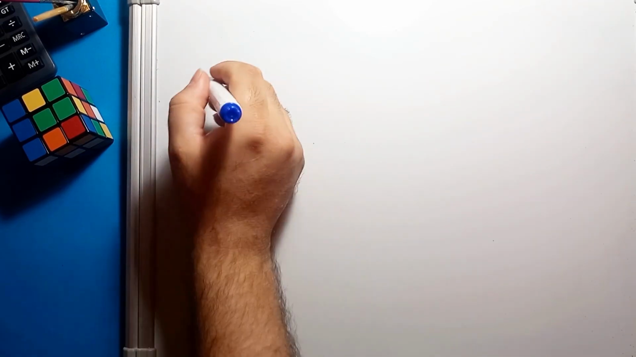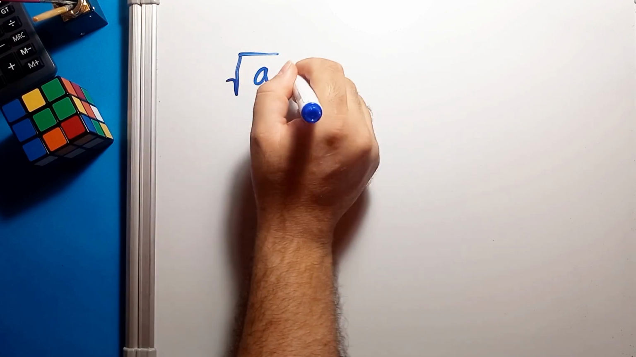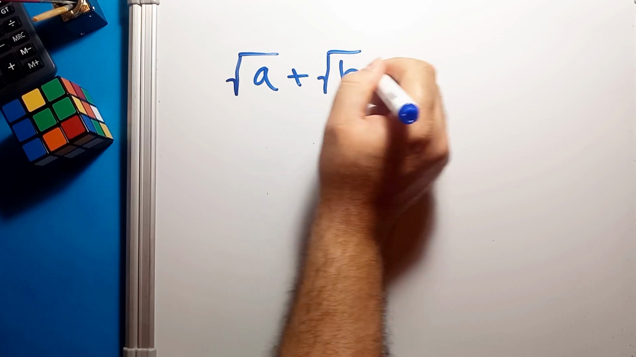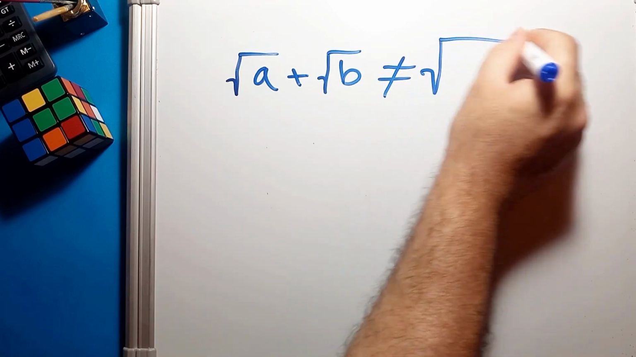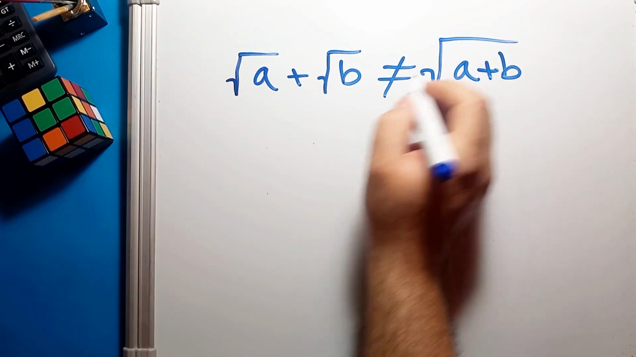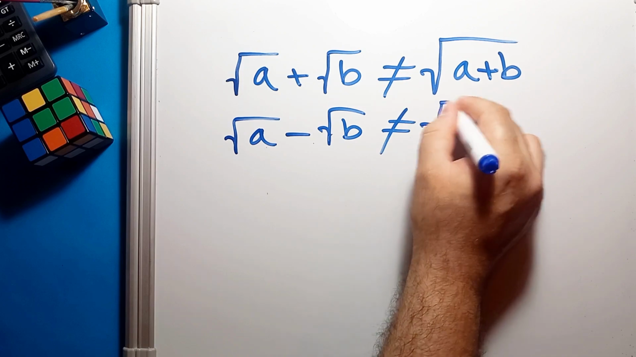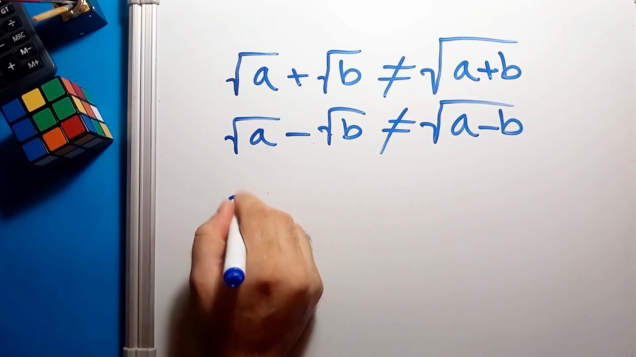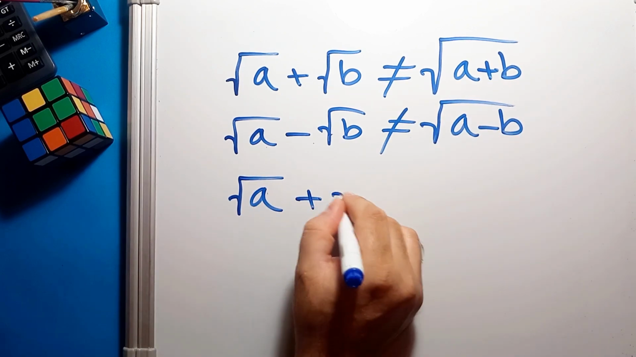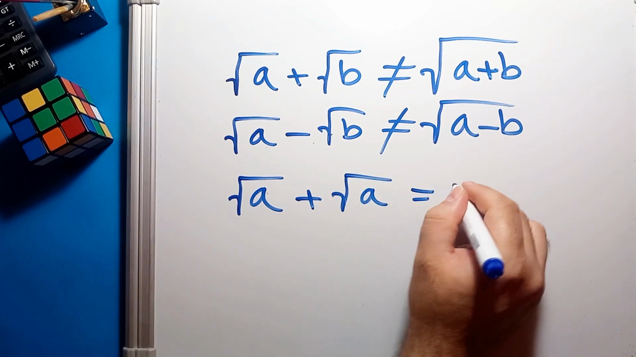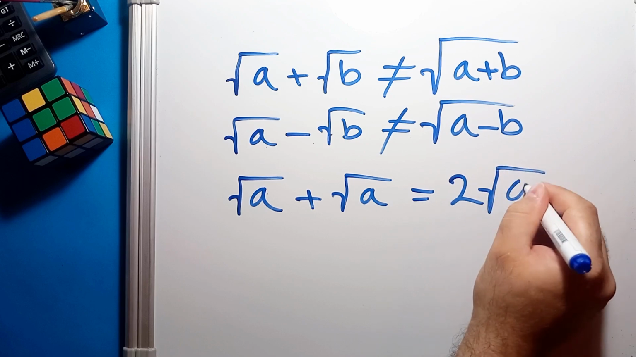Now, one important takeaway. Square root a plus square root b is not equal to square root of a plus b. Square root a minus square root b is not equal to square root of a minus b. But square root a plus square root a equals 2 square root a.